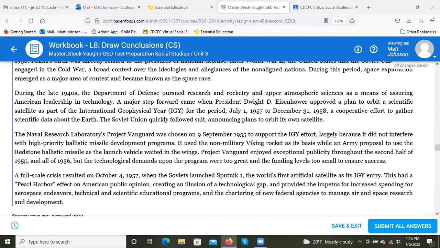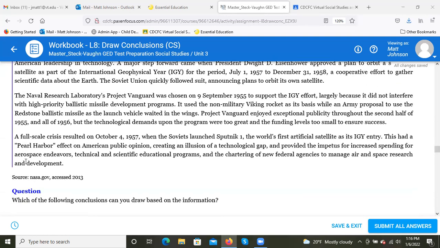So a full-scale crisis resulted on October 4th, 1957, when the Soviets launched Sputnik 1, the world's first artificial satellite, as its IGY entry. This had a Pearl Harbor effect on American public opinion, creating an illusion of a technological gap, and provided the impetus for increased spending for aerospace endeavors, technical and scientific educational programs, and the chartering of new federal agencies to manage air and space research and development.